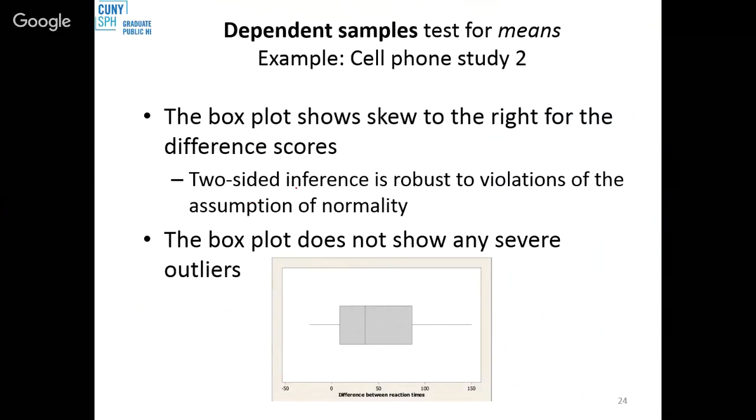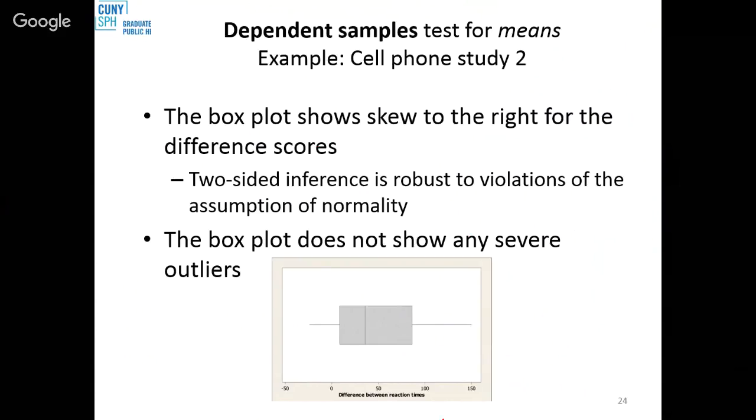Looking at the box plot for the difference in the means, now it's just a single box because it's a difference. See a little bit of a skew, doesn't look too bad though. I'm not worried. N equals 32 is a fairly large sample size, and our t-test is pretty robust to violations of the assumption of normality.